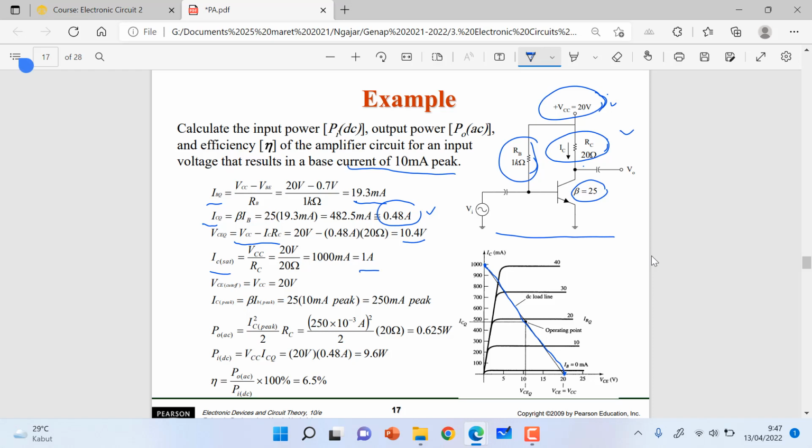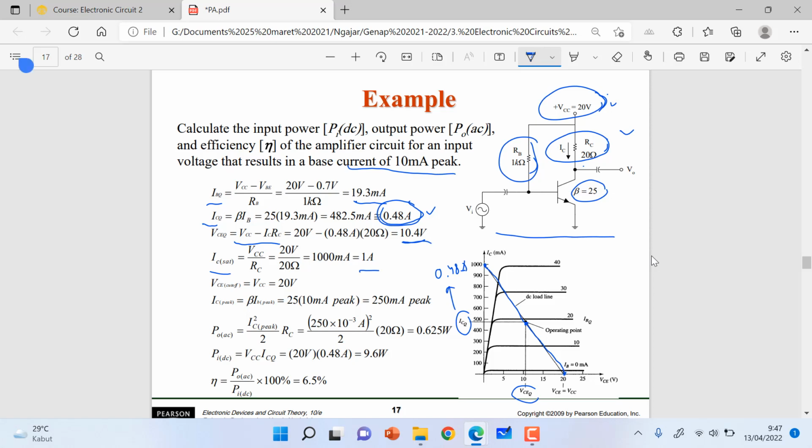And then how to determine the Q point? The Q point is determined by the IC Q. So IC Q is 0.48 ampere. So this one is the IC Q, 0.48 ampere. And then this is the VCE Q. VCE Q is 10.4 volt.